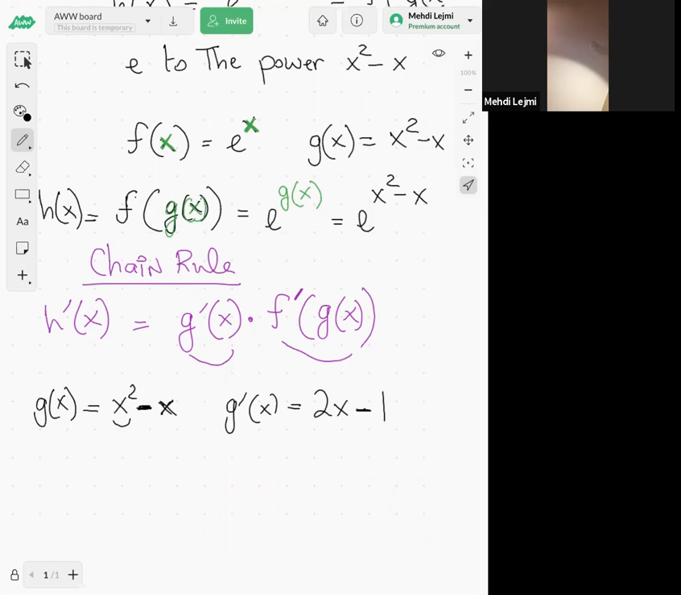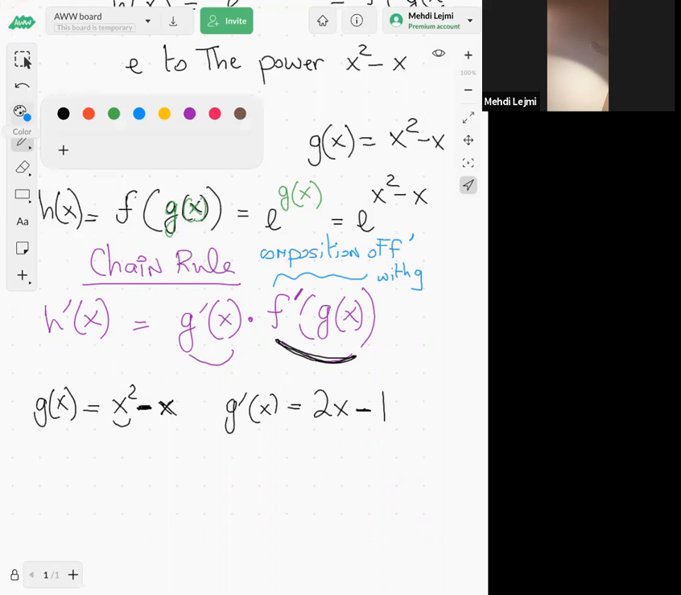Now, next, we need f prime of g of x, not f prime, just f prime of x. Again, this is composition. This is not multiplication here. It's f prime of g, right? So this thing here is a composition of f prime with g. So it's not multiplication. It's not f prime times g. It's f prime of g. So anyway, what's this f prime of g?